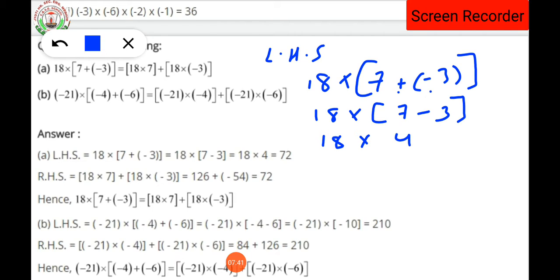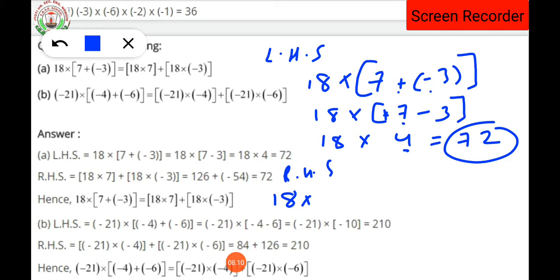Why is it plus 4? Because from among 7 and 3, 7 is the greater number whose sign is plus, isn't it? That's why here the number 4 will be plus. Now 18 into 4 will be how much? 72. So while solving the LHS part, the answer we are getting is 72. Now let's see the RHS part, whether the answer is coming the same or not. What is the RHS part of the question we are having? 18 into 7, close the bracket, plus 18 into minus 3. This is the question we are having.